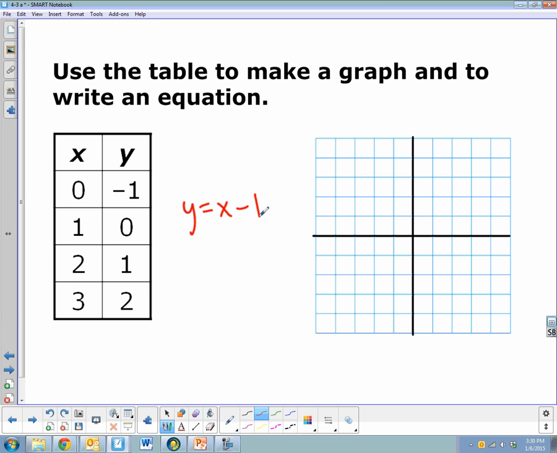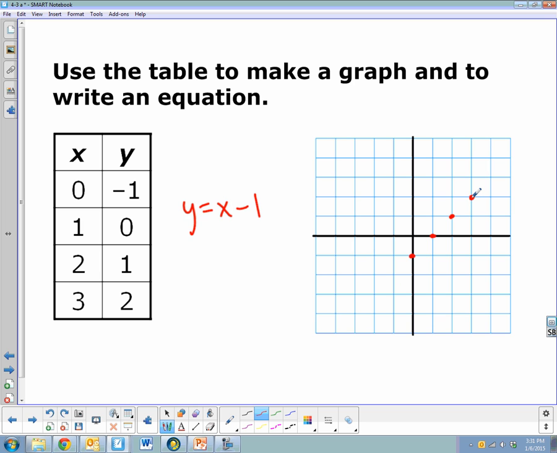Now for the graph, I've got some points that I can use. I've got 0, -1. I've got 1, 0. I've got 2, 1. And I've got 3, 2. Now you're welcome to label those points. Because it's just going by ones, I can fill those in, and we've got 1 through 5. So I've got those points.